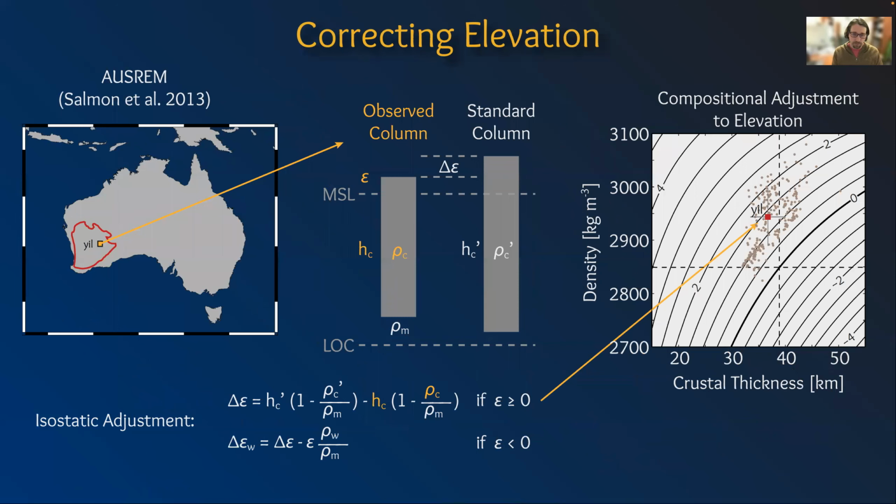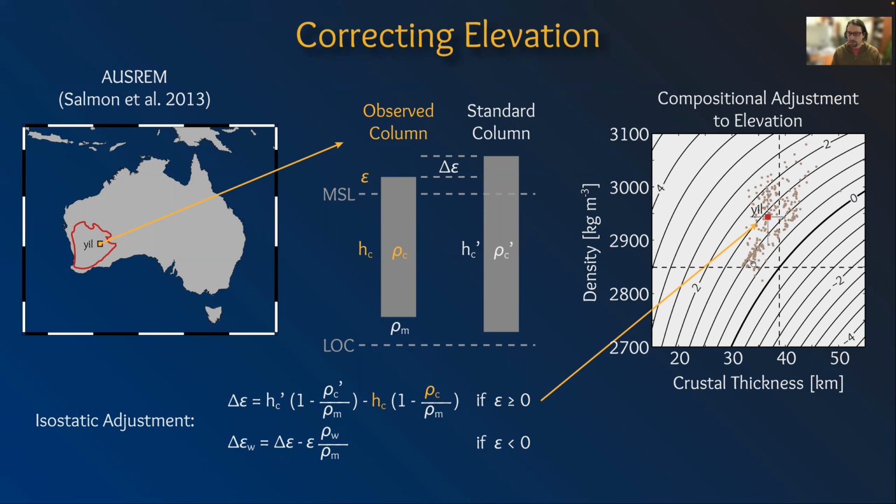Before we can perform our thermal isostatic modeling exercise, we have to correct for elevation, and that's because there are variations in composition expressed in density and thickness of the crust that are reflected also in elevation. We can correct for those using a simple isostatic correction, which turns our observed crustal column into a standard column with a standard density and standard crustal thickness.